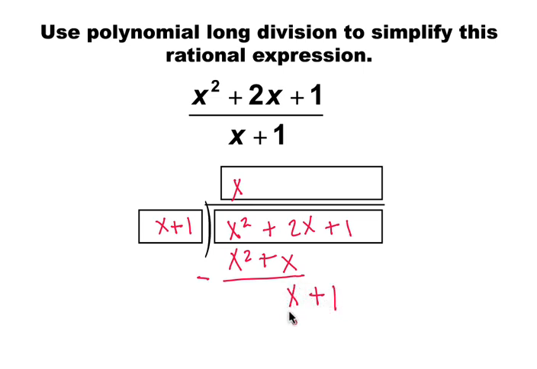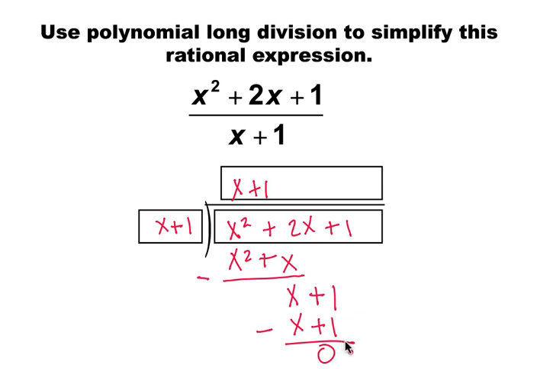To match this leading term, we multiply x plus 1 by 1. So we get 1 times x plus 1. We get x plus 1 here. We subtract this term from this term, and since they are identical, we get 0.